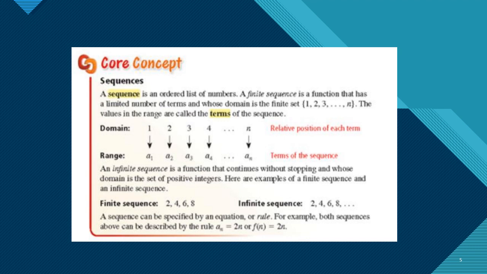Here are examples of a finite sequence and an infinite sequence. So a finite sequence might be the terms 2, 4, 6, 8, but an infinite sequence would be the terms 2, 4, 6, 8, and so on, or all even integers. A sequence can be specified by an equation or a rule. For example, both sequences above can be described by the rule a sub n equals 2n, or f of n equals 2n.